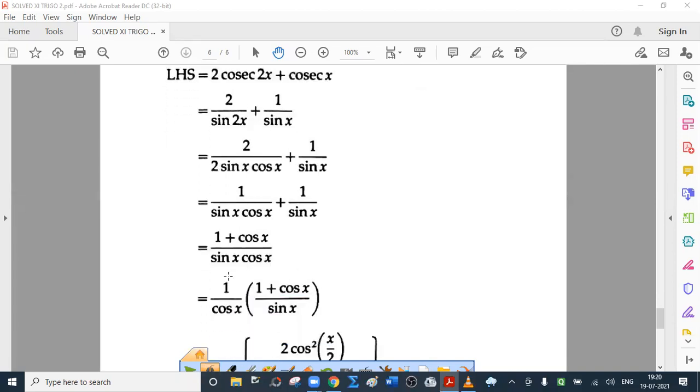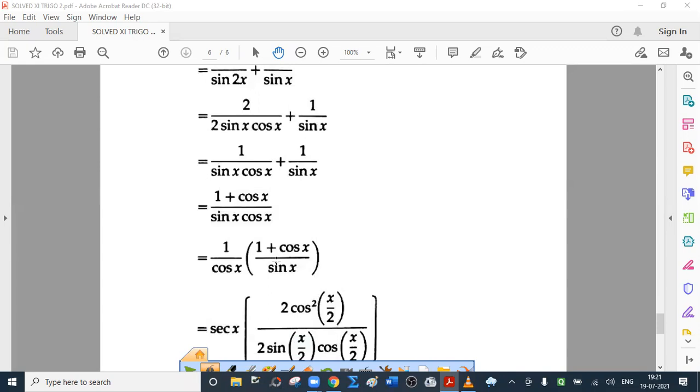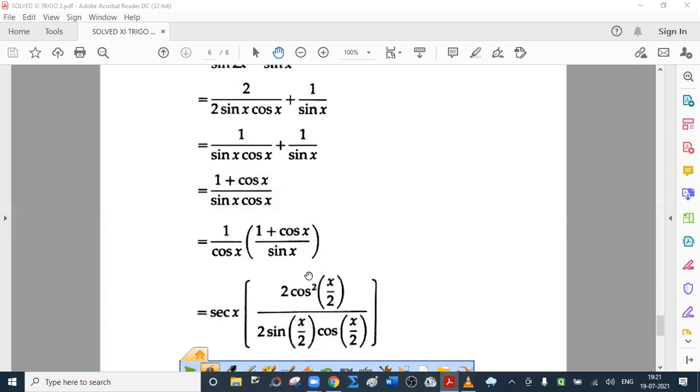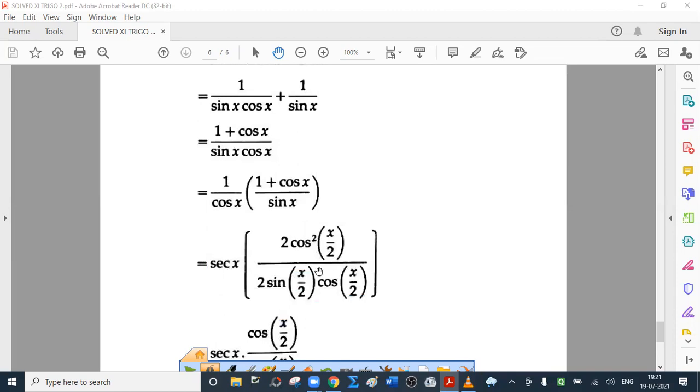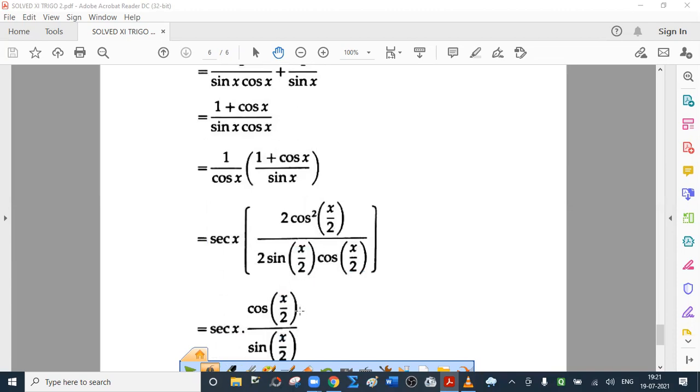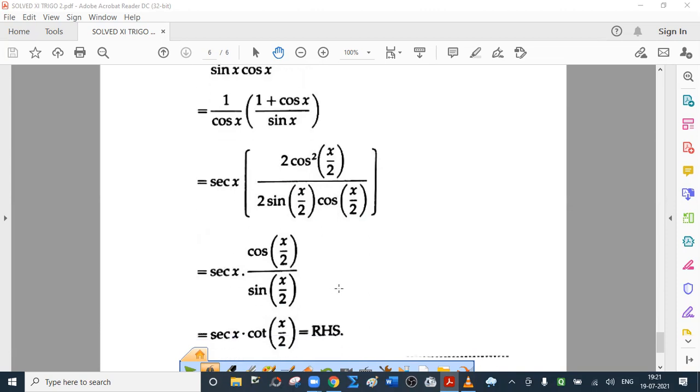Okay. Now, I have written this as 1 upon cos x into, in bracket, 1 plus cos x upon sin x. 1 plus cos x is 2 cos square x by 2. See, the formulae for sin 2 theta, cos 2 theta, especially cos 2 theta, are very important. And you have to remember that in different forms also. What is sin x? 2 sin x by 2 cos x by 2. Now what remains is cos x by 2 upon sin x by 2. And what is 1 upon cos, by the way? Sec. Now cos upon sin is cot. So it is sec x into cot x by 2, which is nothing but right hand side.